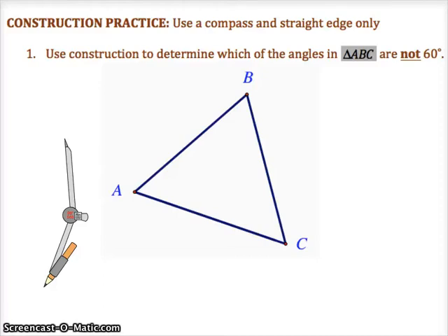All right, this stuff is just sort of the bonus extra features here about construction practice. All right, this is an interesting one. Use construction to determine which of the angles is not 60, or which are not 60.